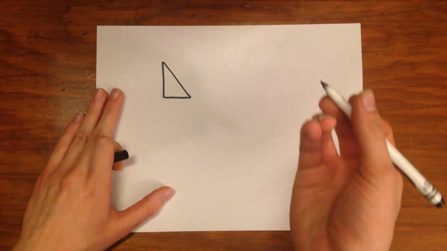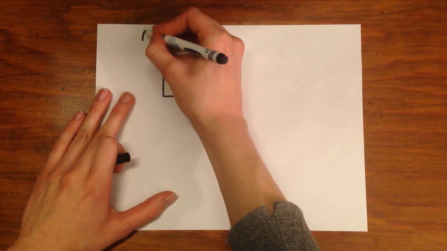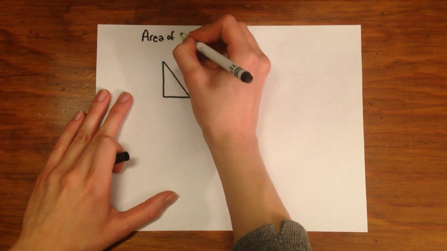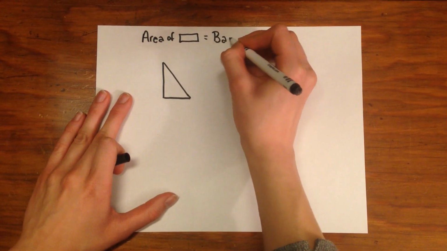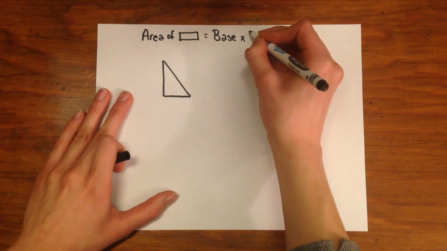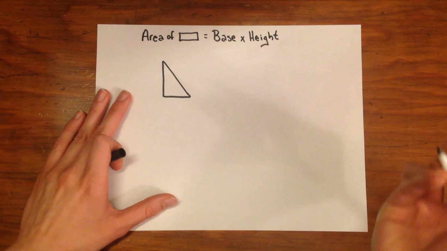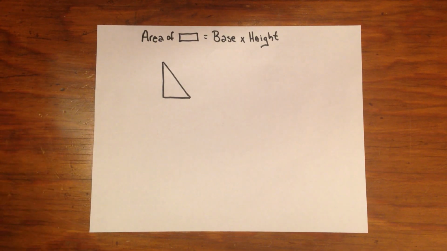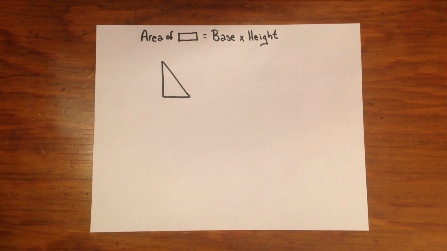Okay, so here's our triangle, and we need to remember from our last video that our area of a rectangle is going to equal base times height. And we also remember that base times height can be used to find the area of a parallelogram as well, because we just have to shift some pieces of that parallelogram around to get back to our home base of this rectangle here. But for a triangle, it's going to be a little bit different.